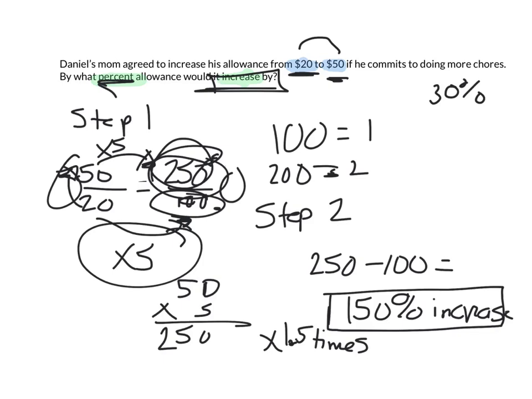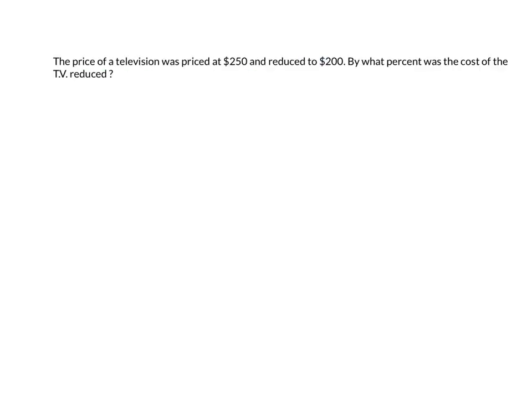So let's look at another example. The price of a television was priced at $250 and reduced to $200. By what percent was the cost of the TV reduced? So a little different scenario here because we're asking about a reduction. Okay, so we can have a percent increase, like the allowance went up from 20 to 50, or we can actually have the price go down.